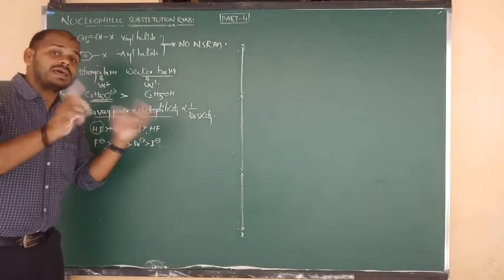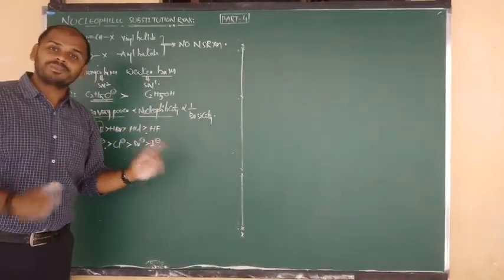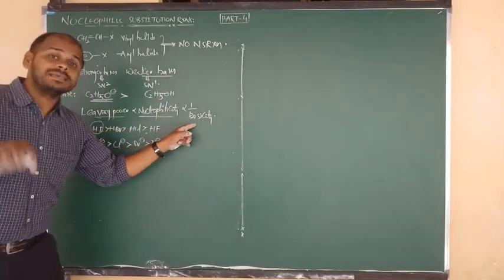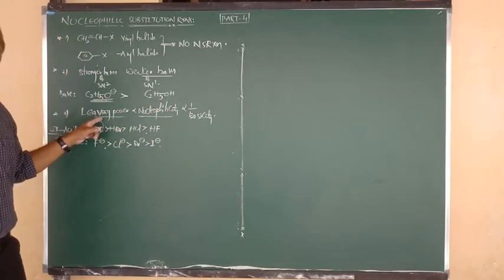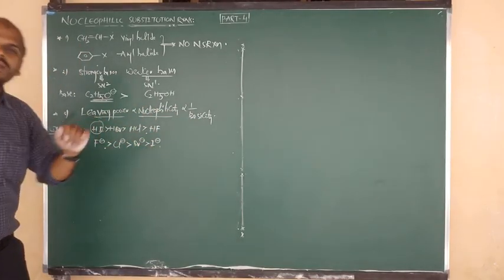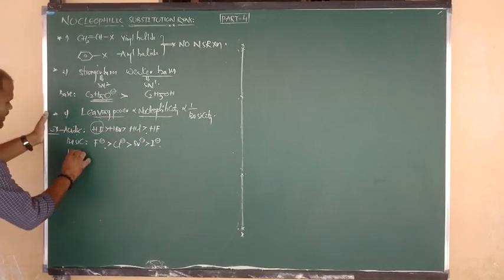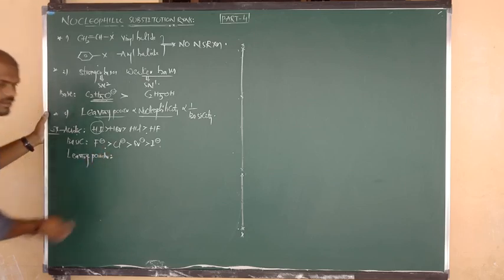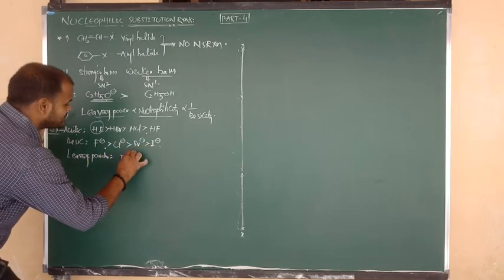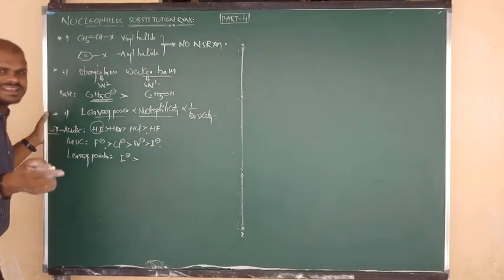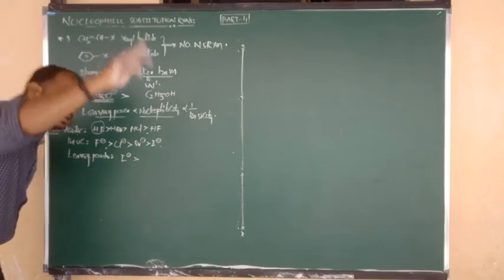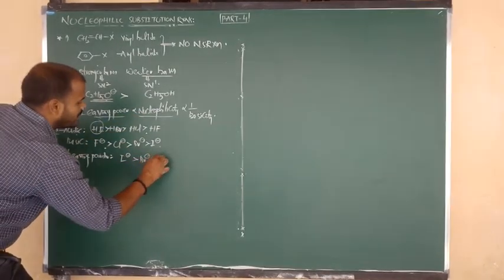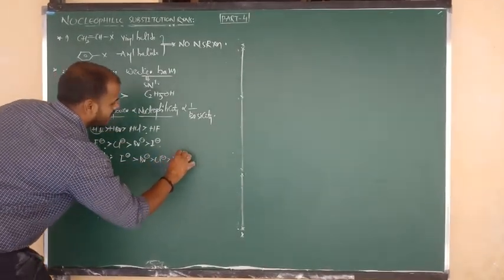But what is the relation between leaving power and basicity? Inversely proportional. Which contains more basicity? F minus. If it contains more basicity, that means it contains less leaving power. And which contains more leaving power? I minus. So now reverse the order. In leaving power or nucleophilicity order, which contains more? I minus, due to its large size and weak nature, it is easily eliminated. So leaving power or nucleophilicity is I minus greater than Br minus greater than Cl minus greater than F minus.